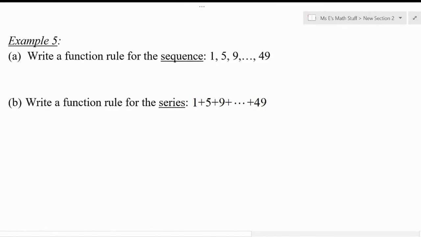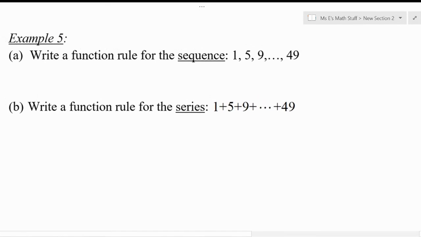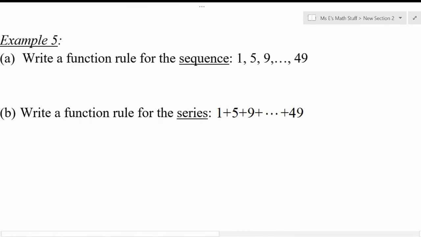Okay. Let's give you a little practice. So let's see, for example, 5. If I asked you to write a function rule for the sequence, and when I say a function rule, I mean the extrinsic kind. So here, I'll get you started. It's where you say a sub n equals, and you give the function rule that would, if you plugged a 1 in, you get the 1 out. If you plug a 2 in, you get the 5 out. If you plug a 3 in, you get the 9 out. And then you get to figure out how to make it stop at 49. Anyway, so see if you can figure that out.